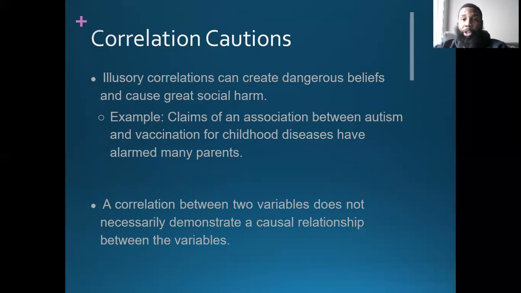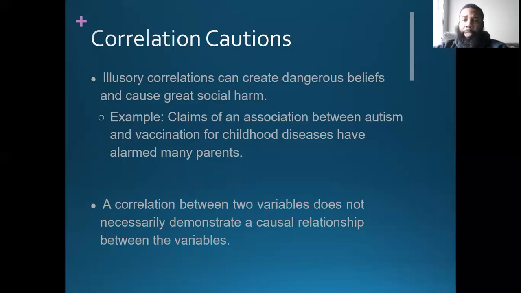Now, illusory correlations create dangerous beliefs, right? And also cause great social harm. For example, there is this huge conspiracy that there's an association between autism and vaccinations for childhood diseases, right? So because of that, many parents have stopped giving vaccines to their children. And what we're seeing as a whole is diseases that we have pretty much eliminated are now coming back into society because of parents' refusal to take these vaccines because they think that these vaccines will cause autism, right?